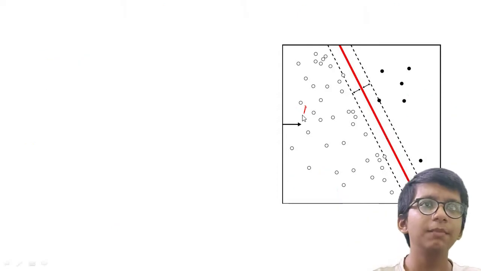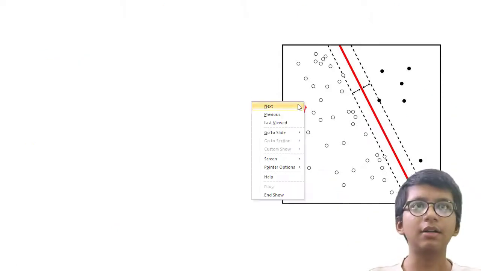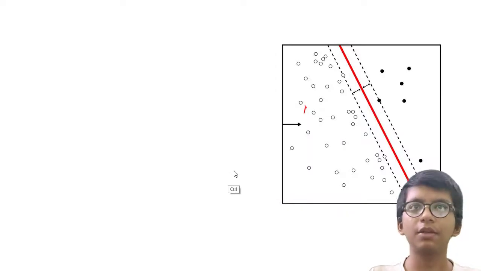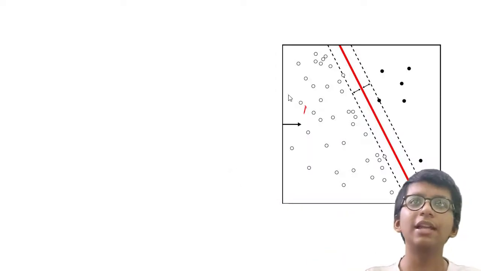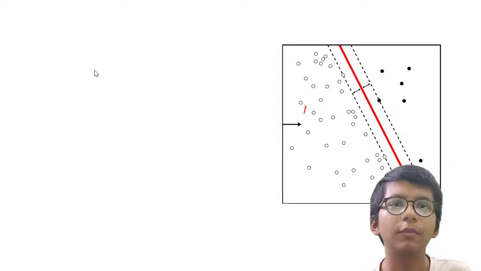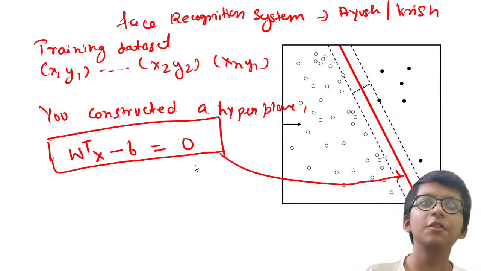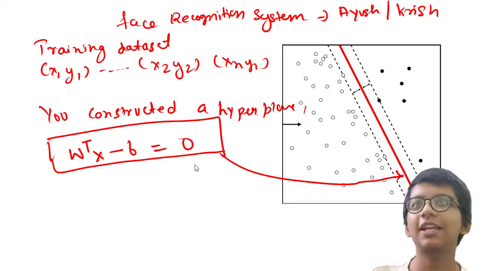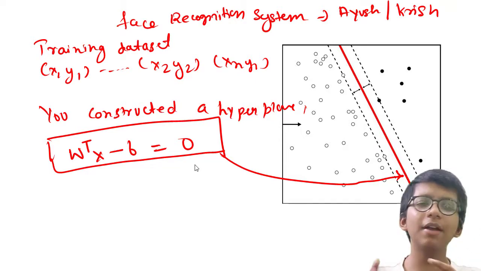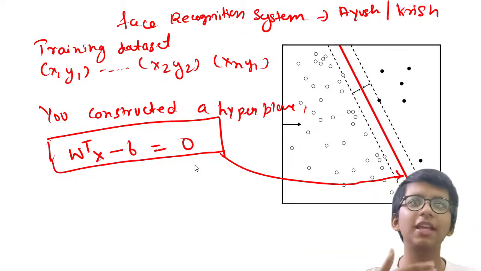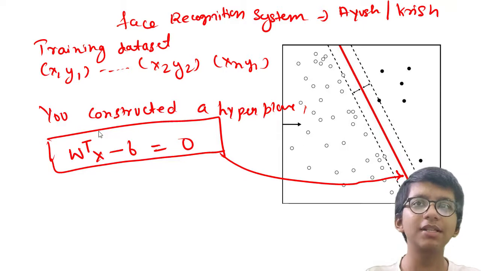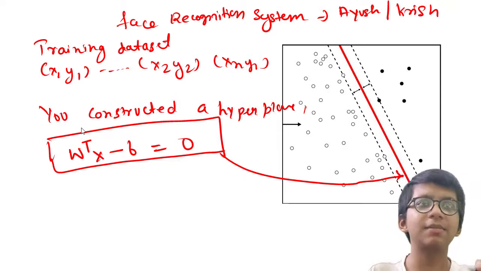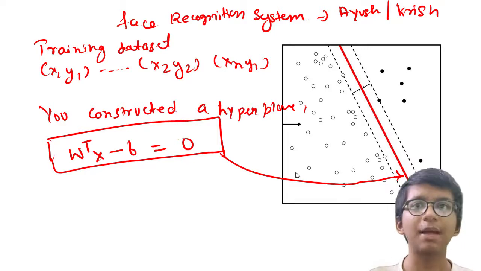Let me make you familiar with one thing, so I have written it once again. What you have to take away from this slide is that W transpose X minus B is the formula for computing this, and it should satisfy this condition for computing this hyperplane.